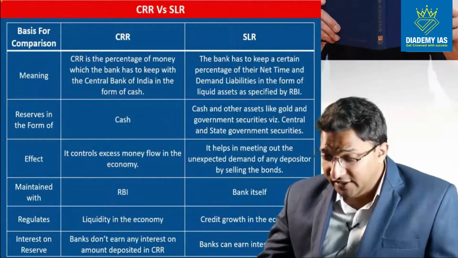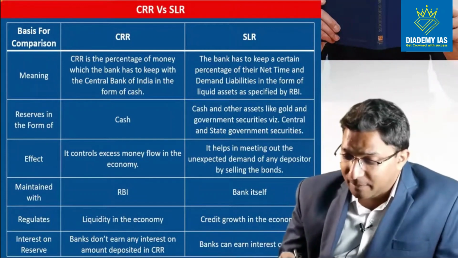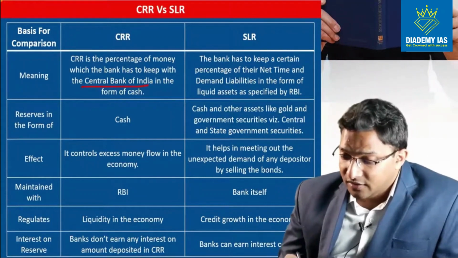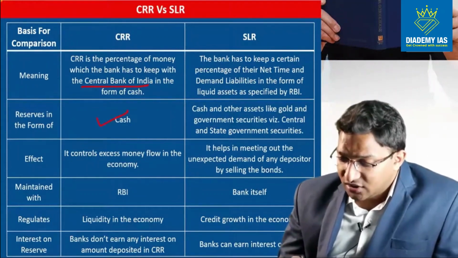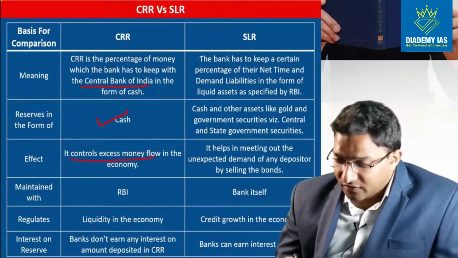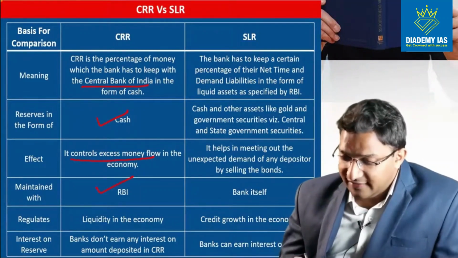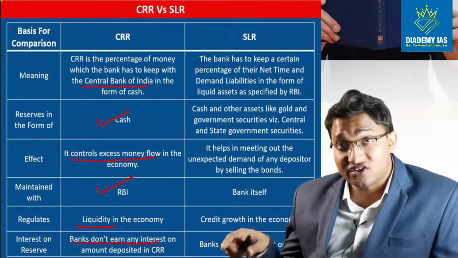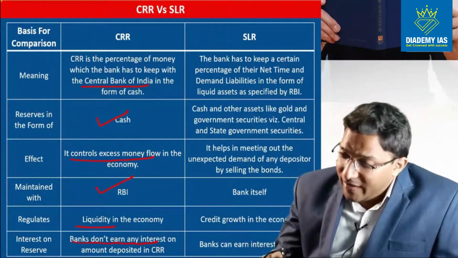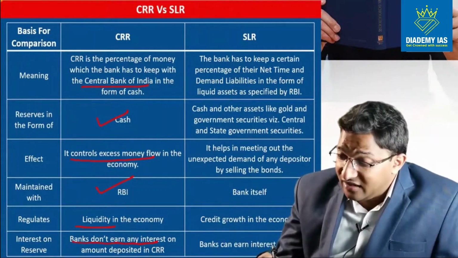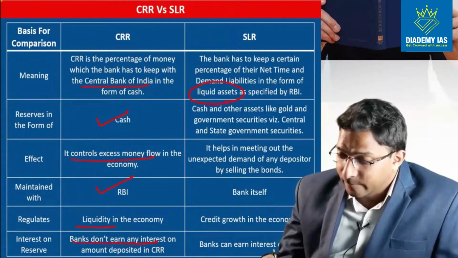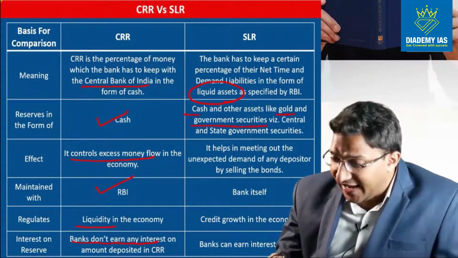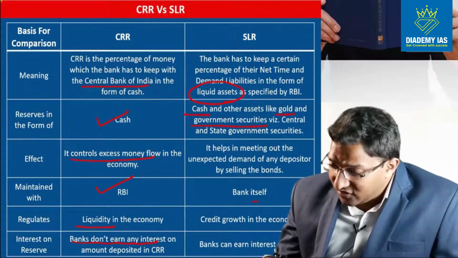So this is the summary. CRR means percentage of money which the banks has to keep with the Central Bank of India. It has to be maintained in the form of cash. It controls the excessive money. It is maintained with the RBI. It regulates liquidity, and banks don't earn any interest. In case of SLR, bank has to keep a certain percentage of their NDTL in the form of liquid assets, and these liquid assets can be gold, government securities, or even cash, and it has to be kept with the bank itself.